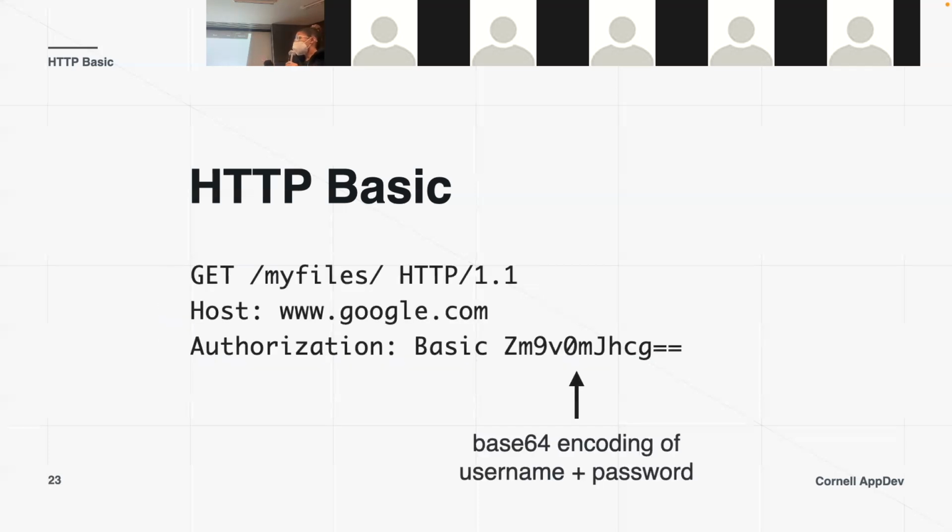So looking at this GET request, the part we want to look at is the authorization line. The header is basic, representing the base64 encoding of the username and password. And so essentially what that ZM, 9V, et cetera, at the end represents is the encoded username and password. The entire point of encoding is to basically condense that information into something more simple to then be stored.